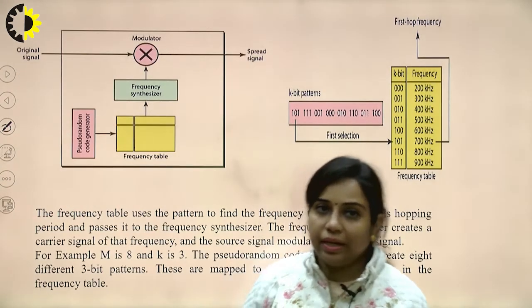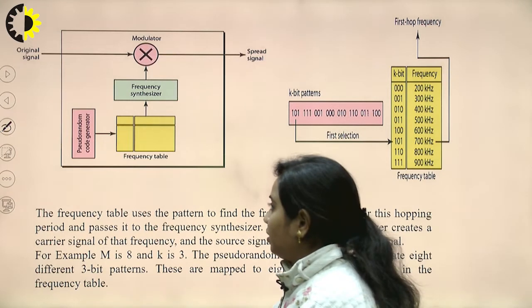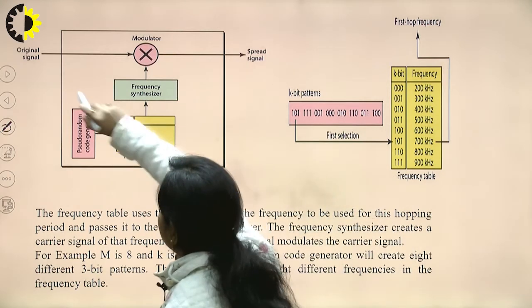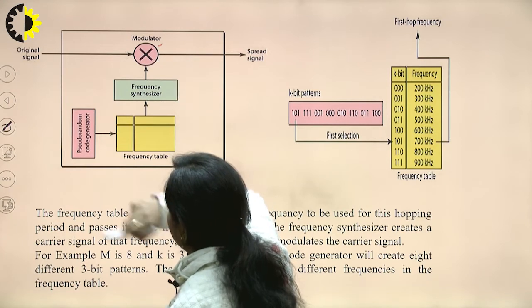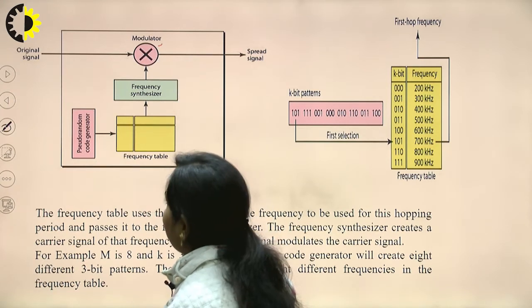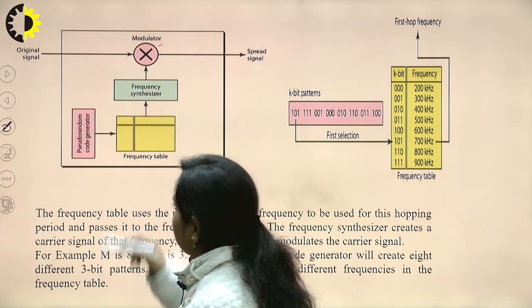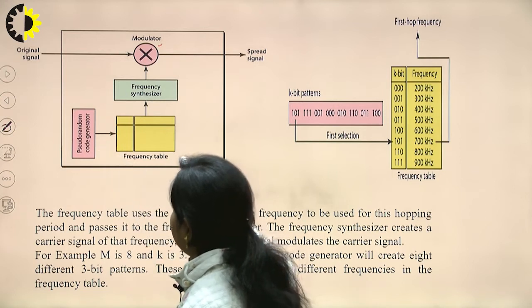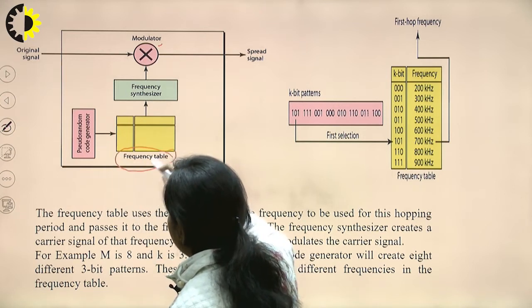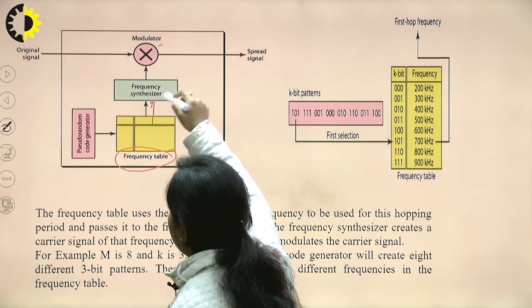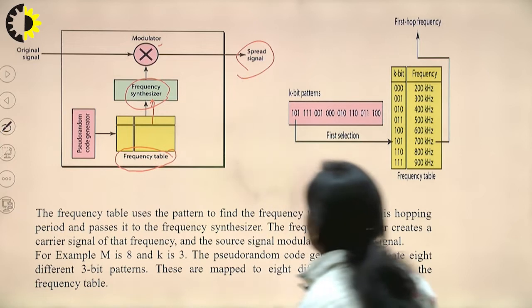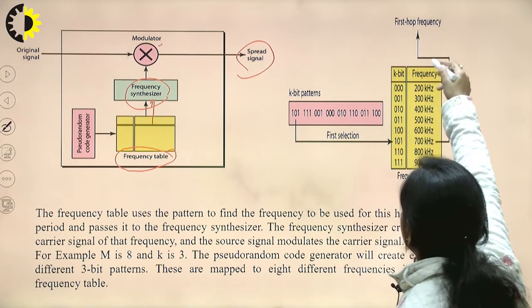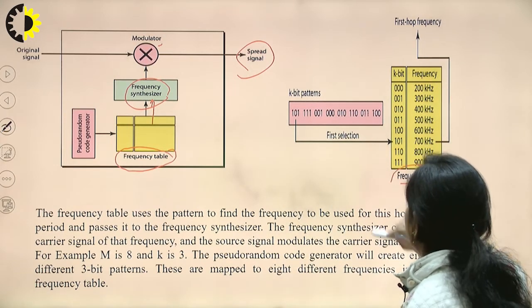Now this is the diagram of the transmitter and how the data will be generated. In this case, the original data is applied to the modulator. To this modulator, we need to apply a pseudo random generator. Now this output is not directly applied; it is applied through a frequency table, through this frequency synthesizer, and the output you get is the spread signal. So this is the first hop frequency. This is the frequency table.